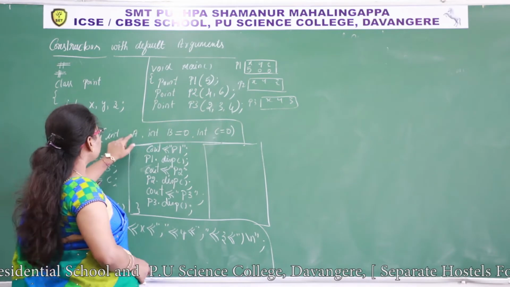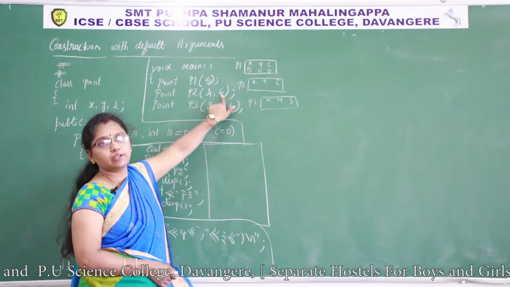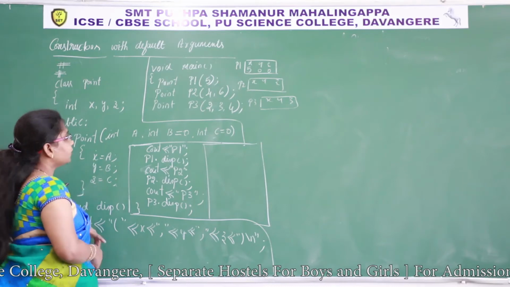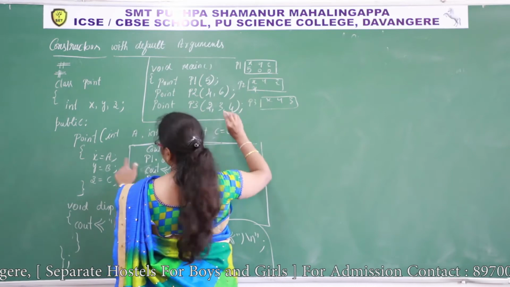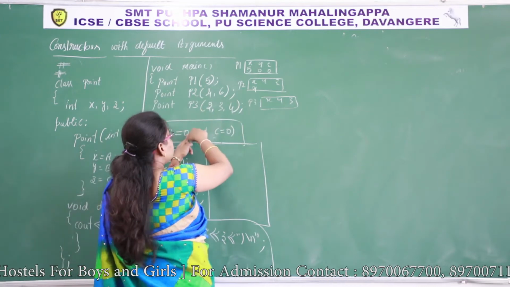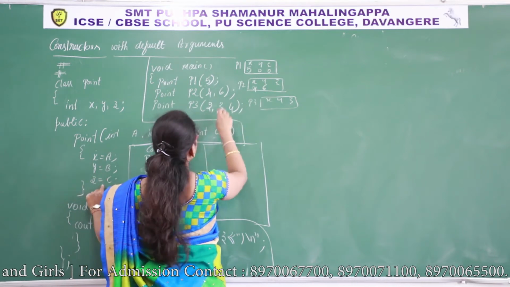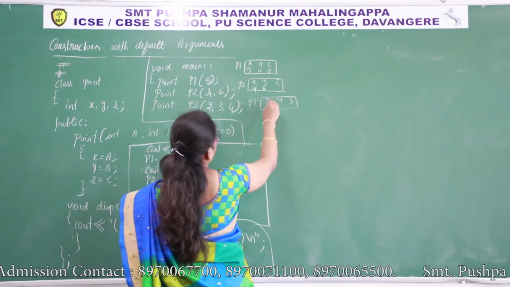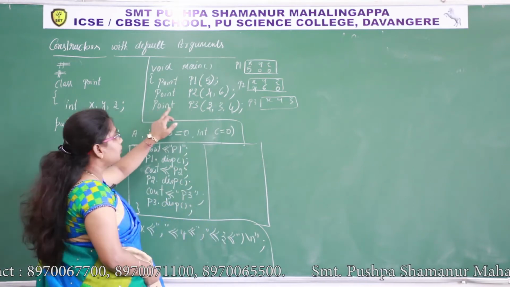4 and 6: 4 goes to a, and this default value is overwritten by the value 6. Then what is the value of x now? x is equal to a, so x is 4. What is the b value? 0 is there, but explicitly I am passing a parameter, so this value is overwritten by 6. Then y is 6. Last is z, there is no argument for z, so it makes use of the default value 0.